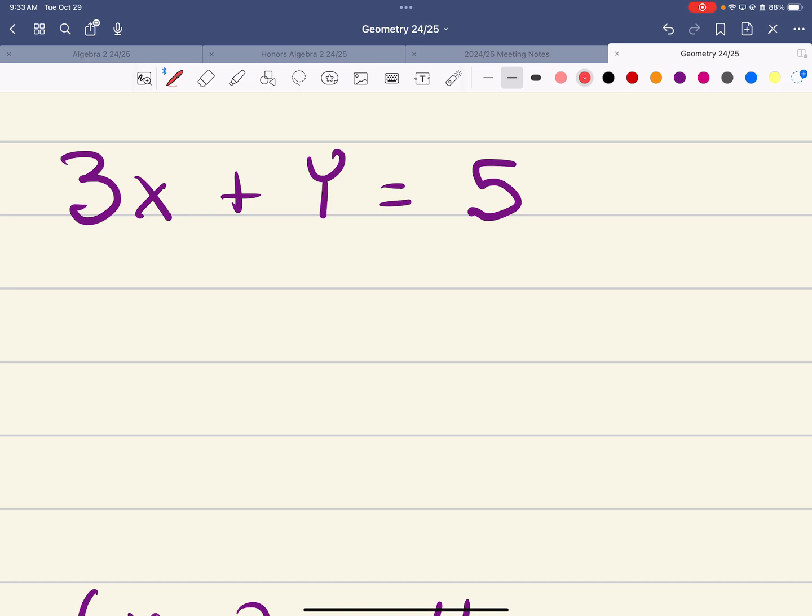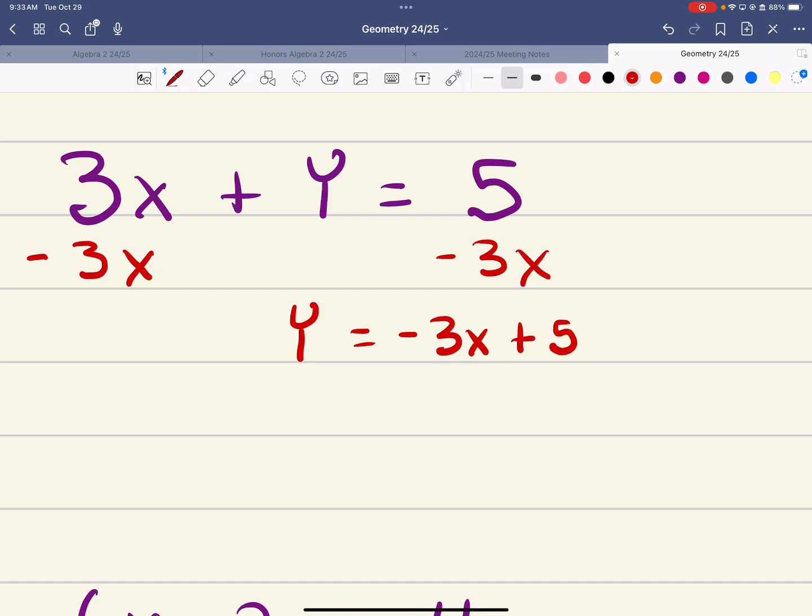Okay, so if we look at this problem, I'm going to go ahead and subtract 3x from both sides. 3x minus 3x is nothing. So on the left-hand side, I have y. And now I'm going to put this in mx plus b form. So that's just negative 3x plus 5. It's in slope-intercept form.